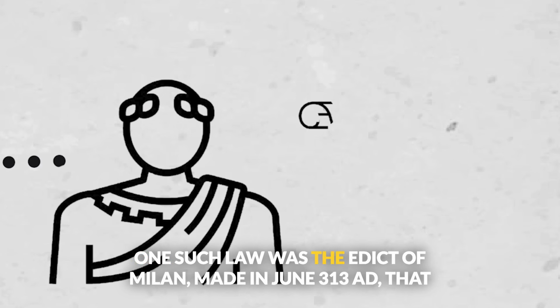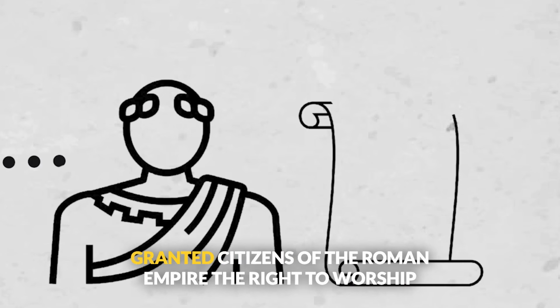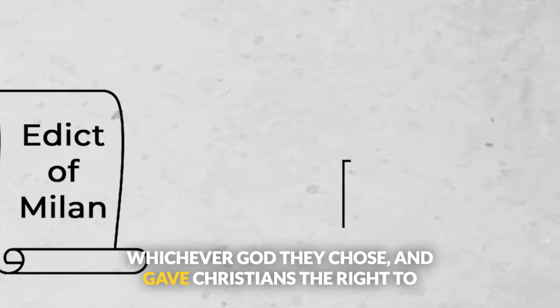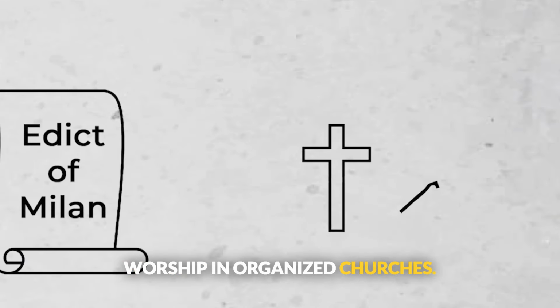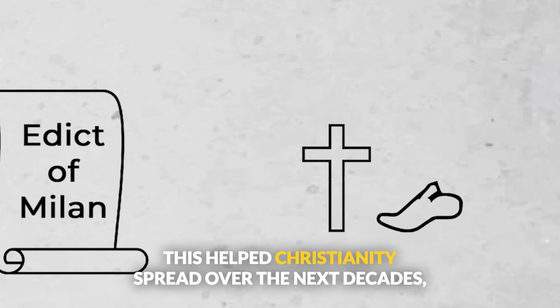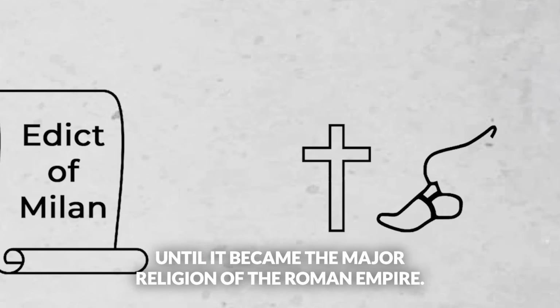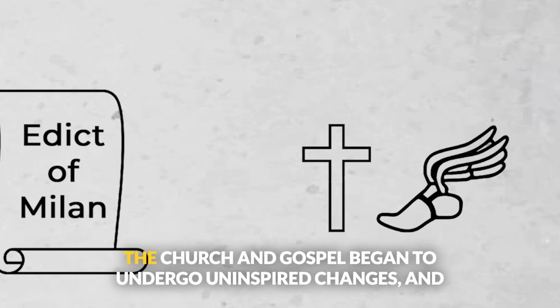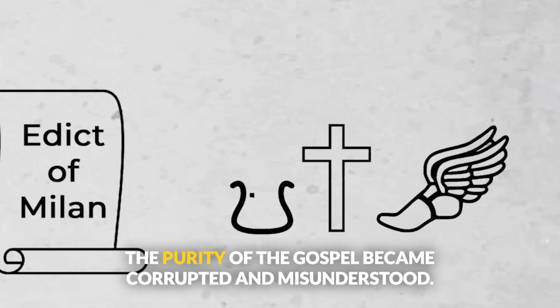One such law was the Edict of Milan, made in June 313 AD, that granted citizens of the Roman Empire the right to worship whichever god they chose and gave Christians the right to worship in organized churches. This helped Christianity spread over the next decades until it became the major religion of the Roman Empire. While this was a good thing, without priesthood authority, the church and gospel began to undergo uninspired changes, and the purity of the gospel became corrupted and misunderstood.